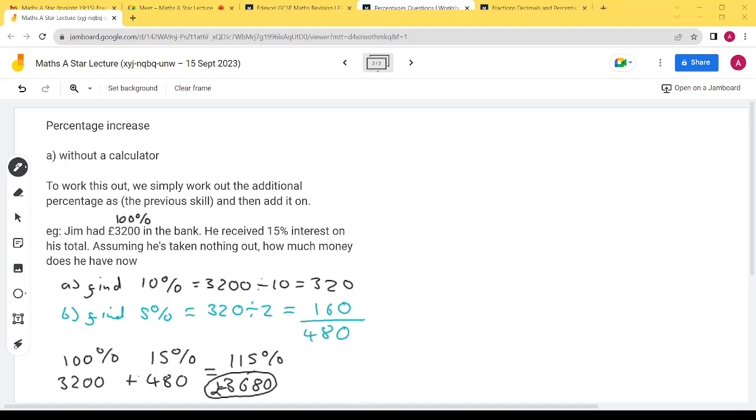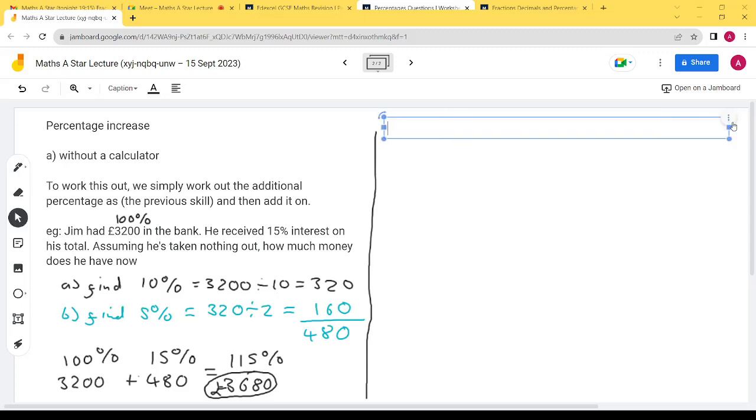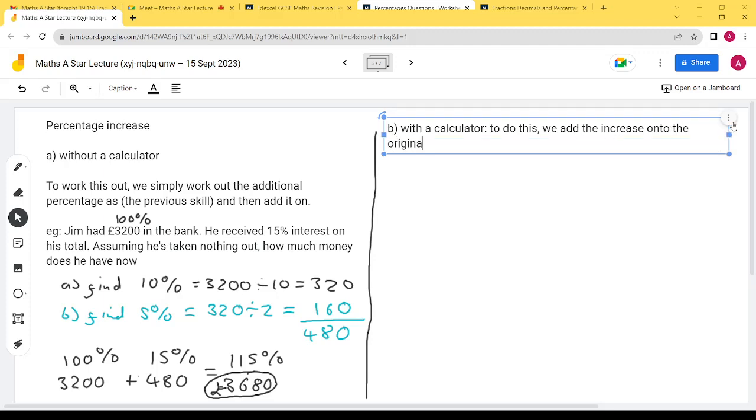Now we're going to look at percentage increase with a calculator. To do this, basically, we add the increase onto the original 100%. Then we turn it into a decimal, and then we multiply by this.